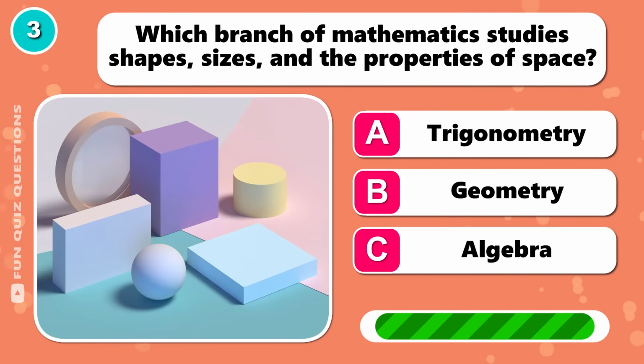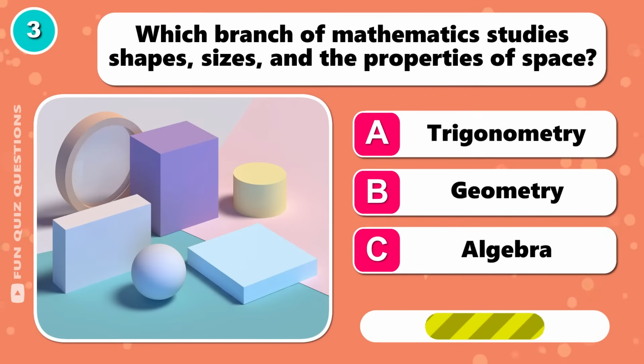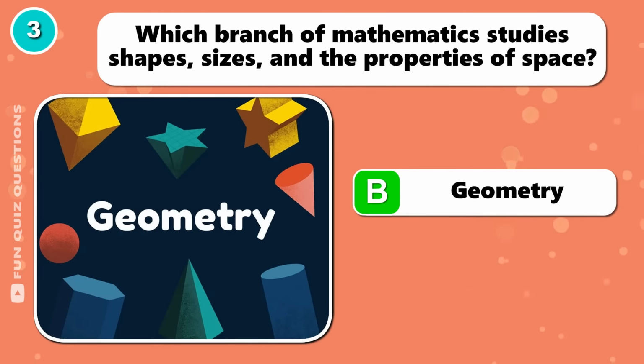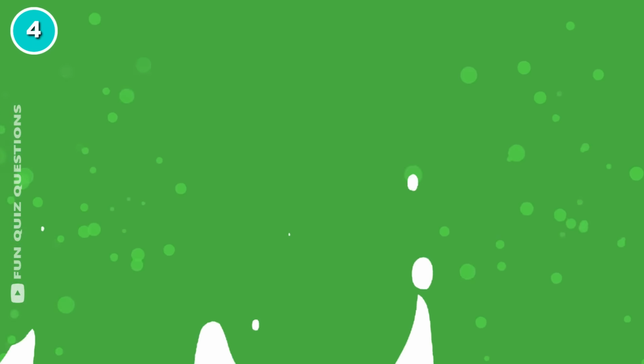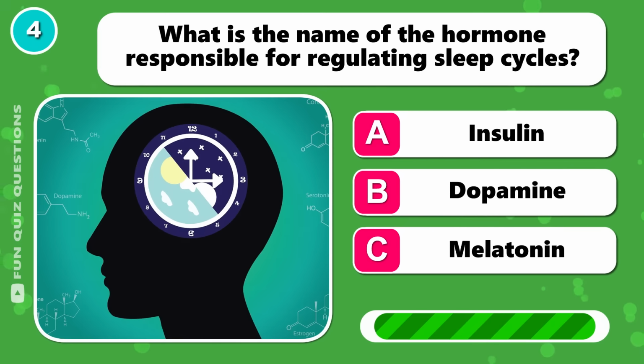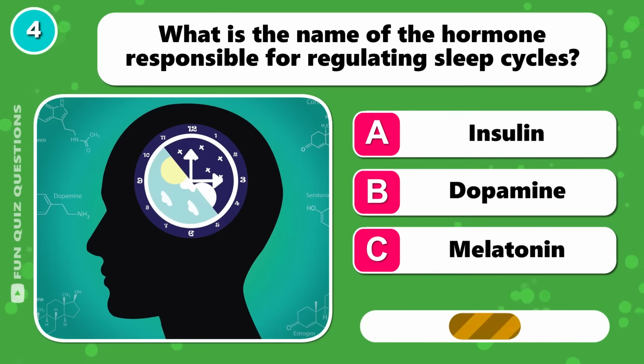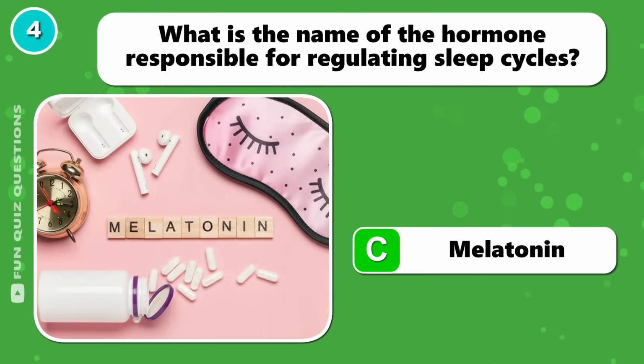Which branch of mathematics studies shapes, sizes, and the properties of space? It's B, geometry. What is the name of the hormone responsible for regulating sleep cycles? It's C, melatonin.